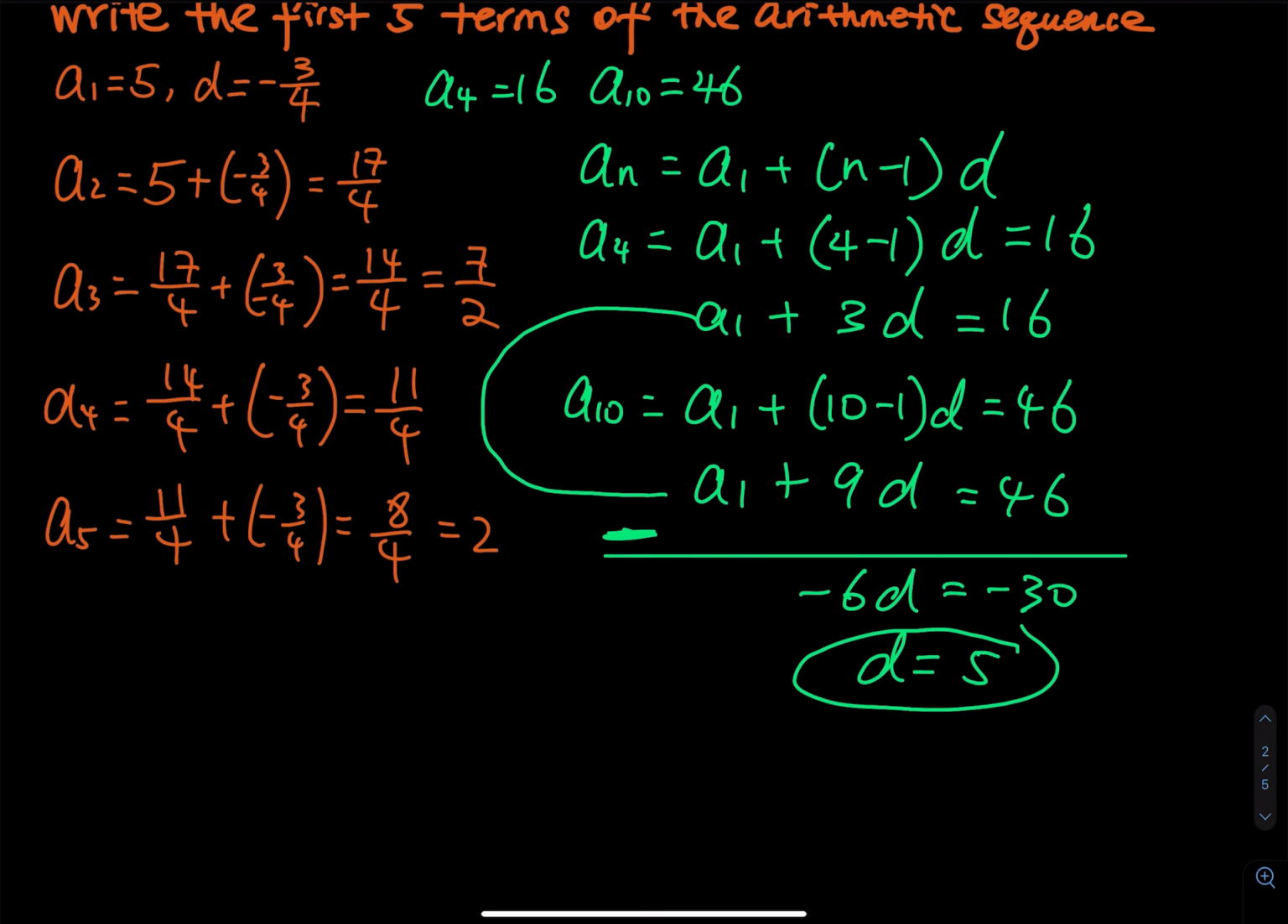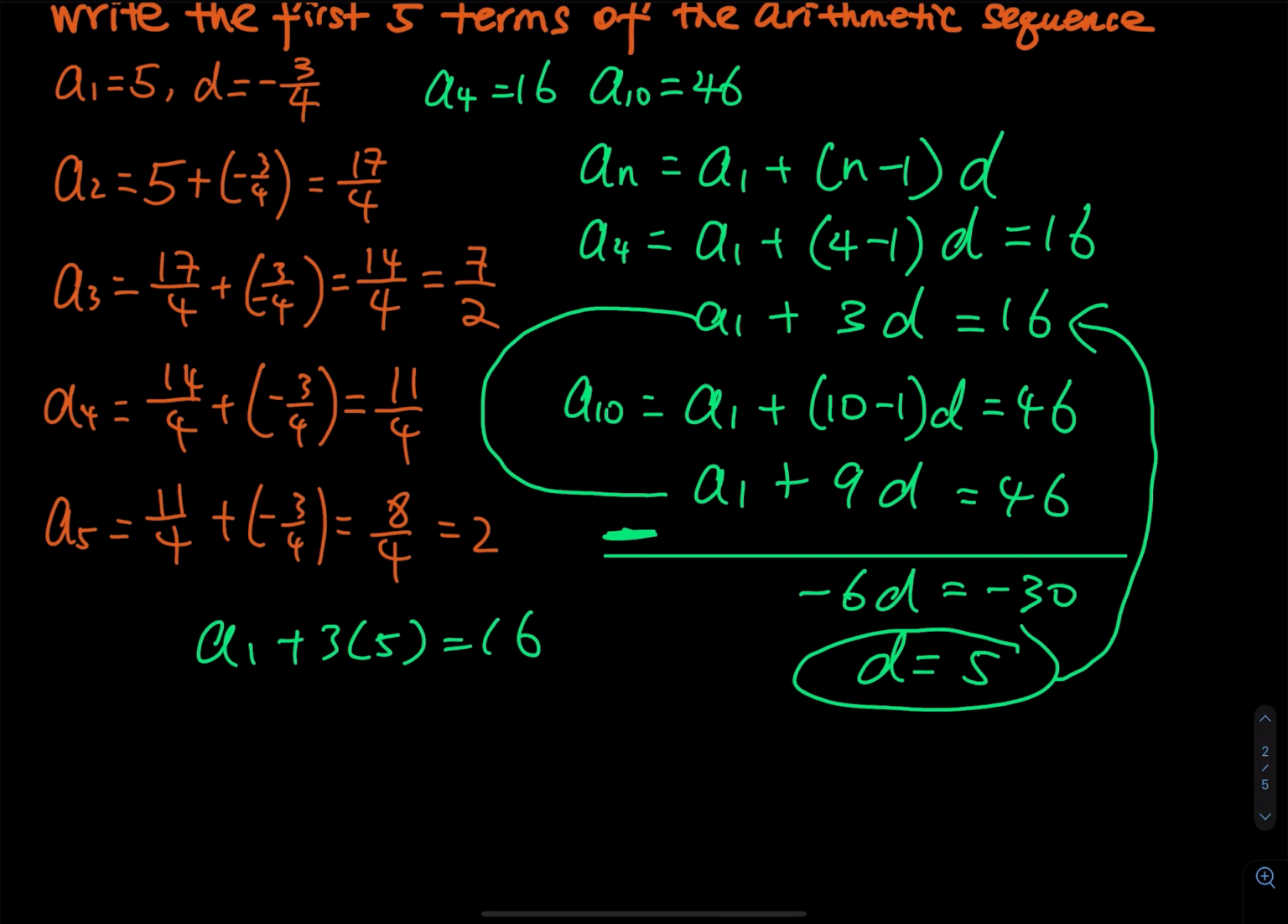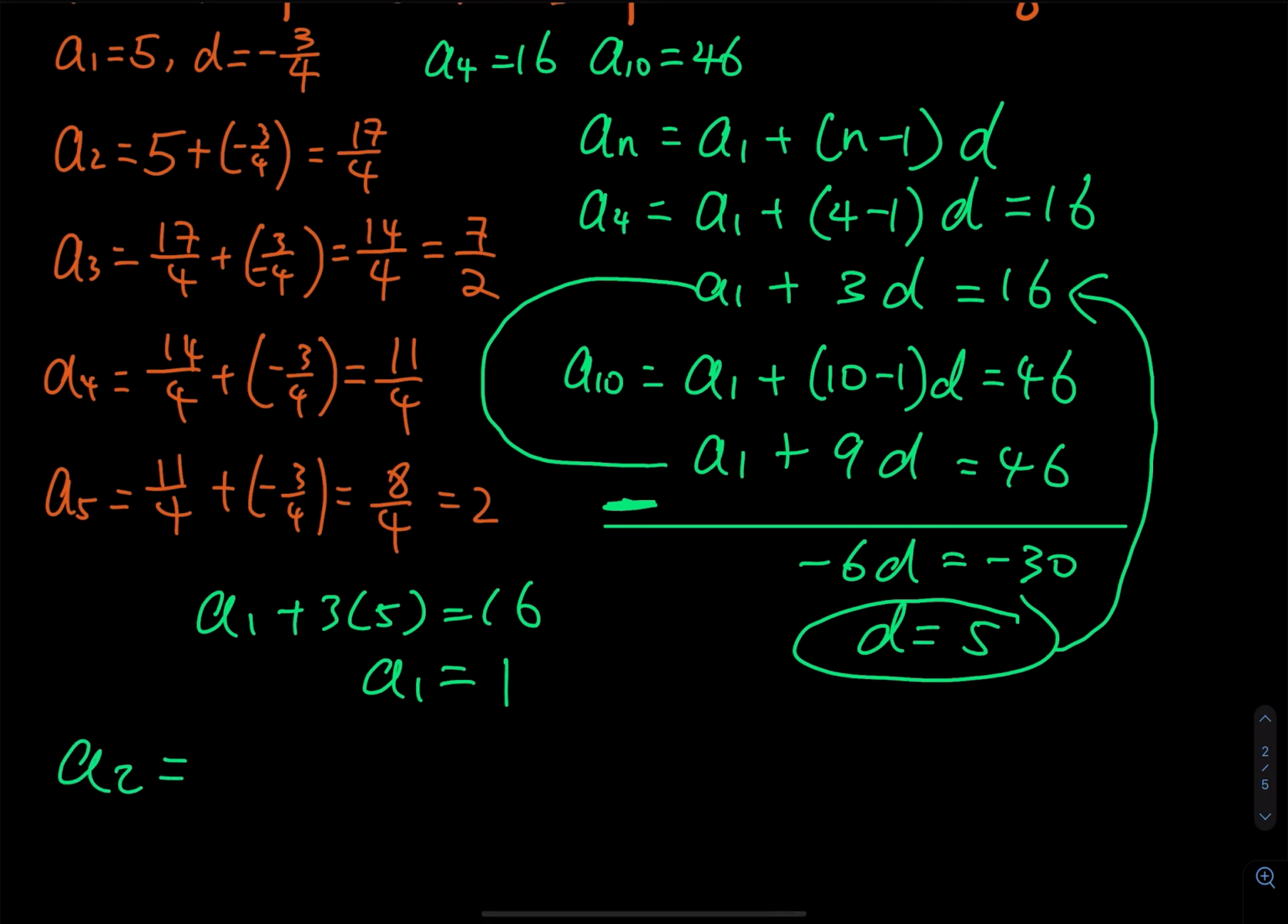Okay, so now the common difference is out. How about the first term? So when d is equal to 5, all you have to do is plug in 5 back into either one of the equations. So you have a1 plus 3 times 5 equals 16. As a result, the first term is equal to 1. And then the next term is 1 plus 5, which is equal to 6. And then the third term, plus 5. And then the fourth term, plus 5. And then the next term, plus 5.